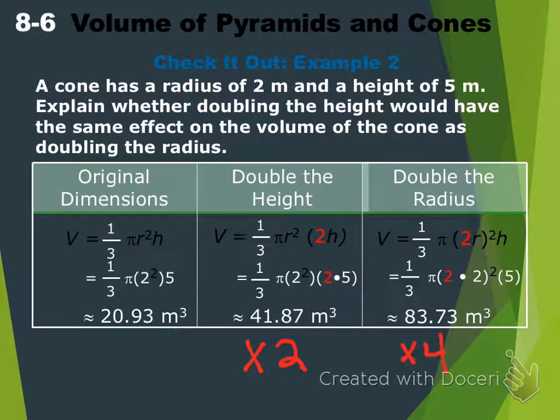The reason for this difference is when we're multiplying the height by 2, we're just multiplying by 2. But the radius is inside the parentheses and we're squaring it, so you'd have 2 squared. 2 squared is 4. That's why it's multiplied by 4 when we double the radius.